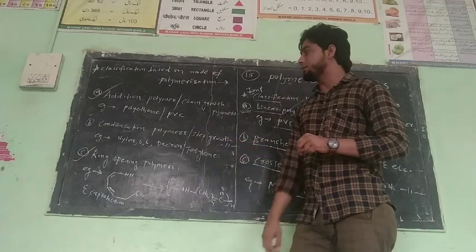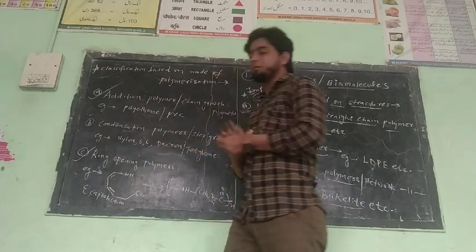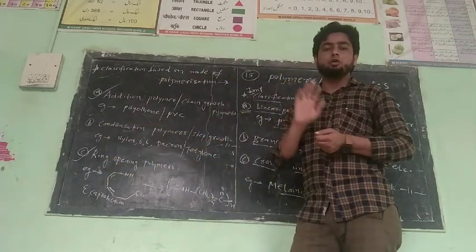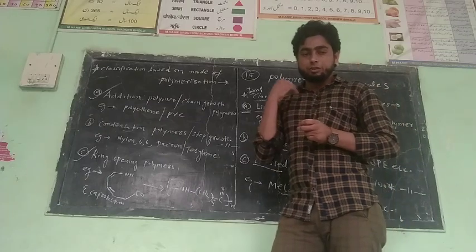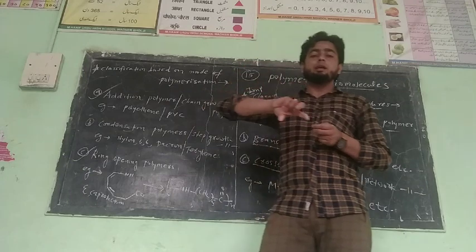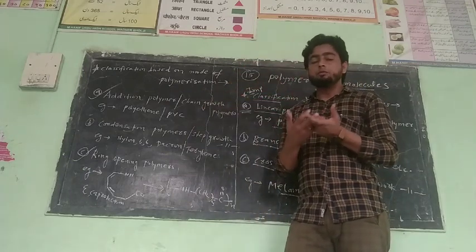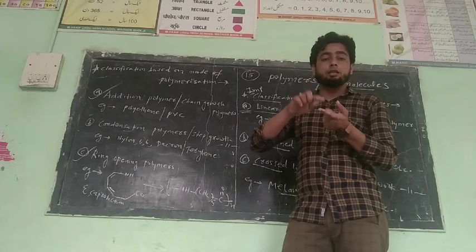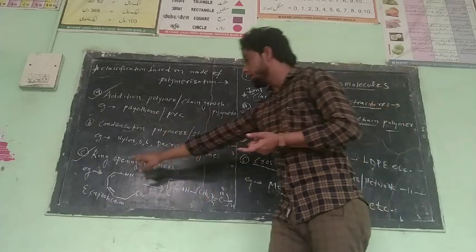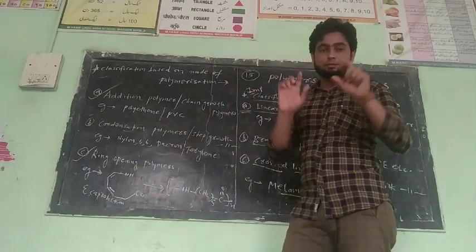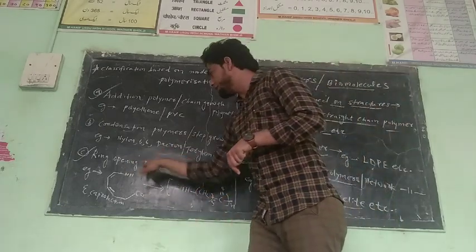Now we take the last one here. Classification, third type, ring opening polymer. So define the ring opening polymer. Those polymers which are formed by opening, converting a ring into a straight chain. That's why it is called the ring opening polymer. In simple terms, एक ring होती है, वो ring को हम open करते हैं. इसको क्या बोलेंगे लोग? Ring opening polymer.